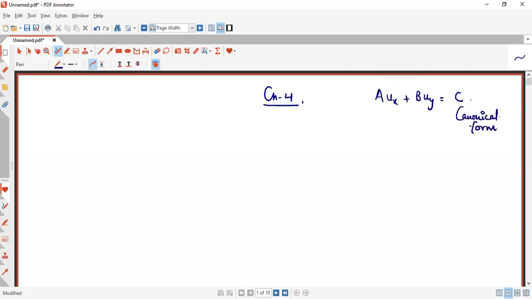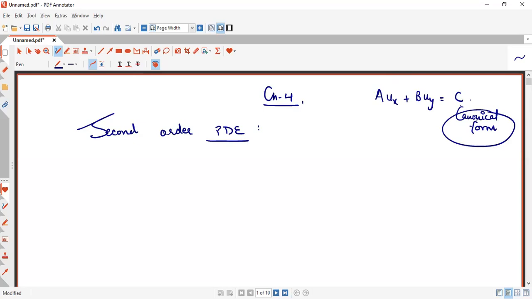Now we'll talk about here the second order PDE, and we'll find the solution using this canonical form. So there, the question will be asked that the given PDE, second order PDE, find the region, whether it is parabolic, elliptic, or hyperbolic, and along with it, find the solution using the canonical form.